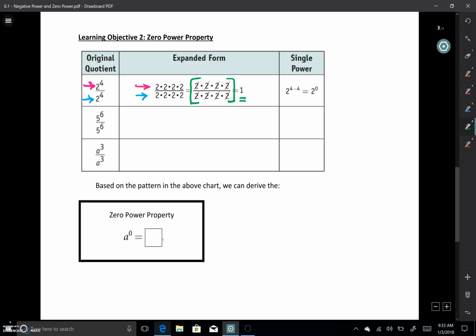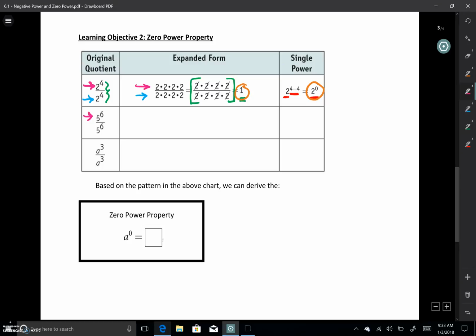However, again, if I apply quotient of powers, which is the property from the last video, I see here that my bases are the same. So that means I can keep the base, subtract the exponents. 4 minus 4 gives me 0. And so my answer should be 2 to the 0. So one answer is 1 using the cancellation method, and one answer is 2 to the 0 using quotient of powers. So let's see if that continues to happen with the other examples.